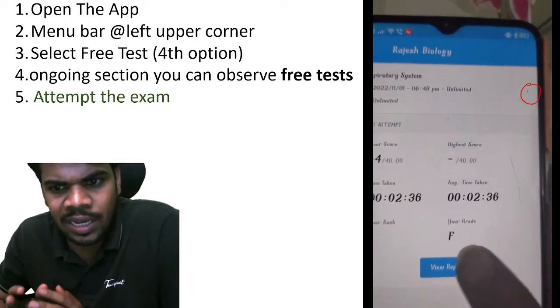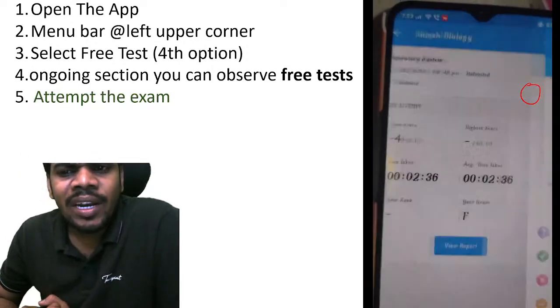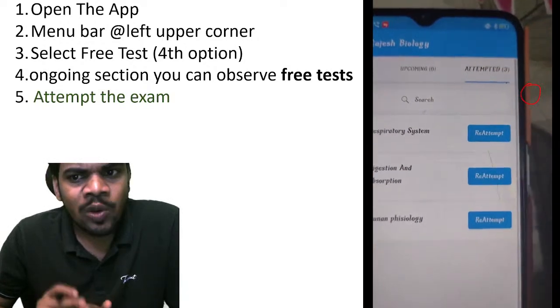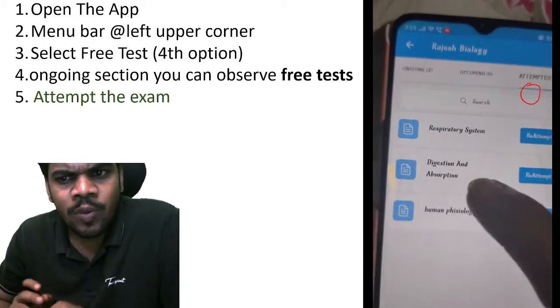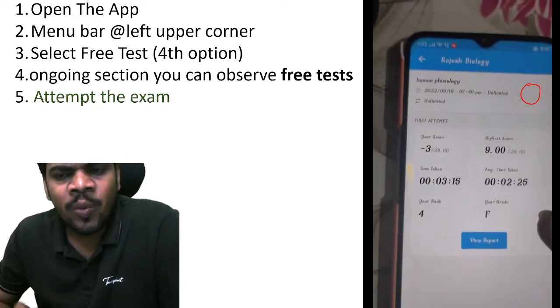If you submit at that time, immediately it calculates how much accuracy, how much time you took to complete it, how many are correct, how many are wrong.